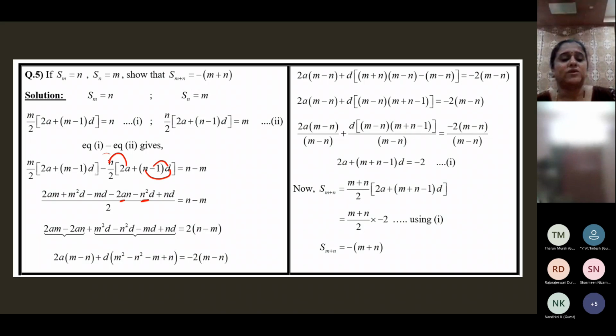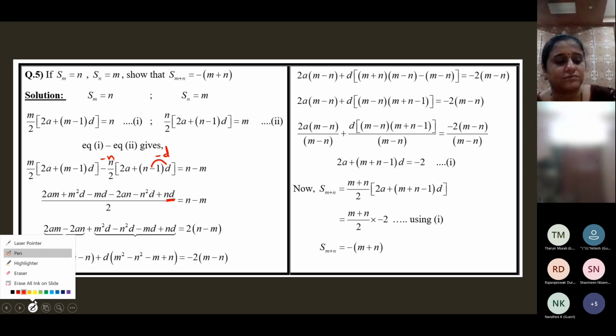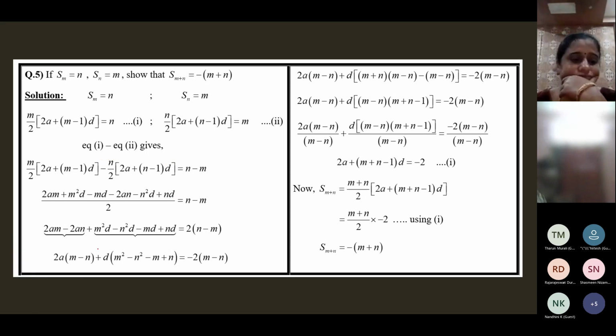Minus d into minus n. See, here you will get minus d, and outside you have minus n. So plus nd. Plus nd, by 2, is equal to n minus m. Now cross multiply. That's what you can do. Cross multiply. So you'll get 2 here.